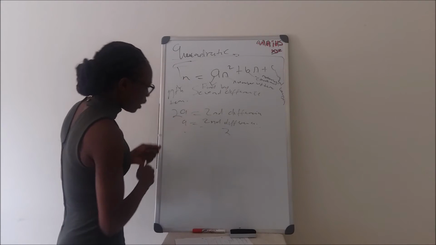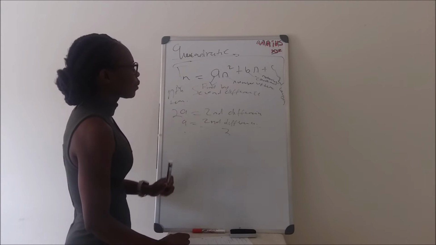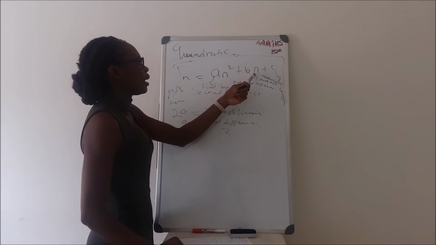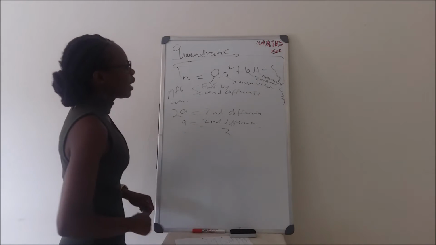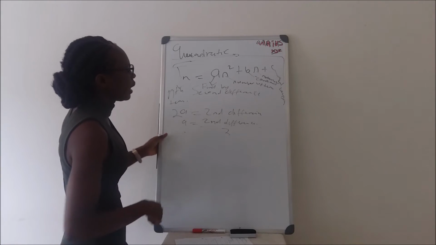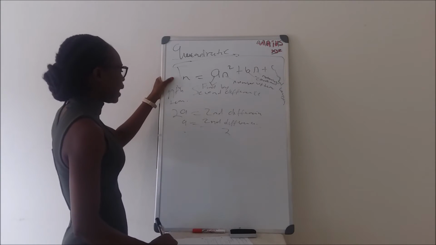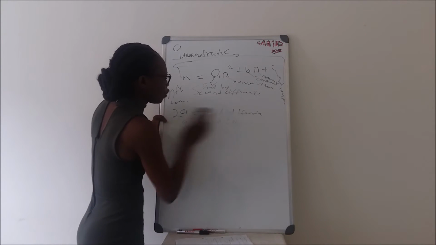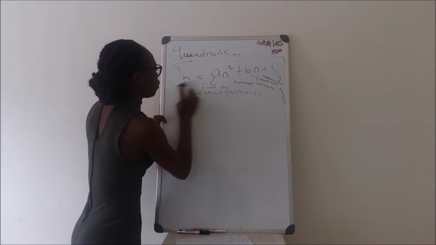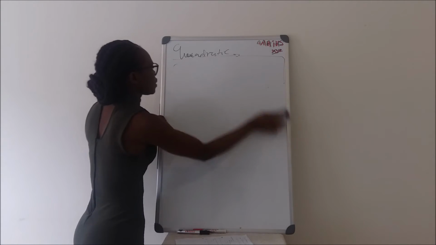Our n is still the number of terms, and it is the same n as before. B and C are the first constant and the second constant, and our Tn is the nth term. Alright, let's see how we answer a question on quadratic sequence and series.